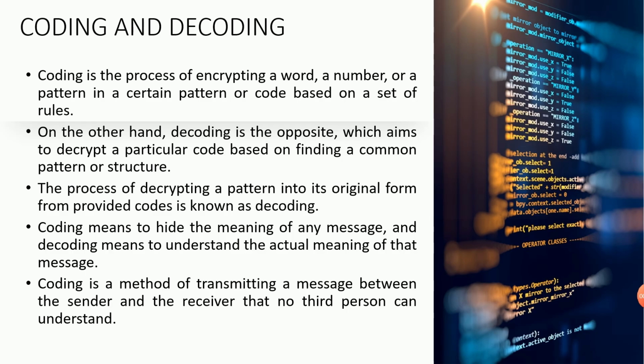First one, coding and decoding. So what is coding, and then decoding? Because both are inversions of each other. Here, as per the definition given, coding is the process of encrypting a word, a number or a pattern in a certain pattern or code based on a set of rules.